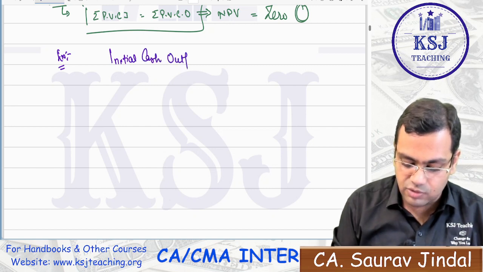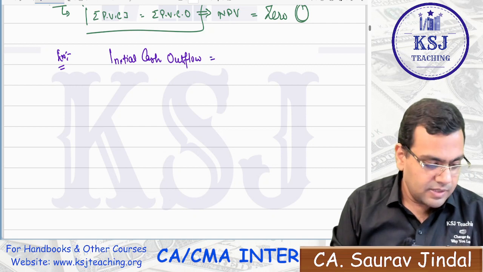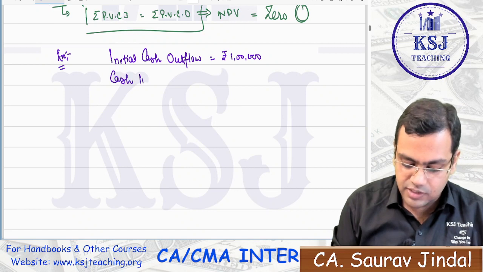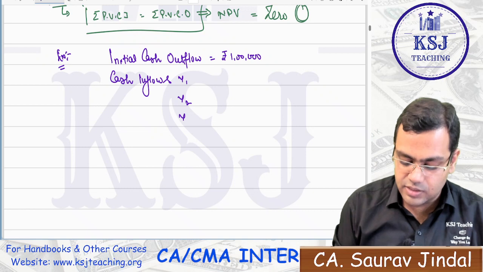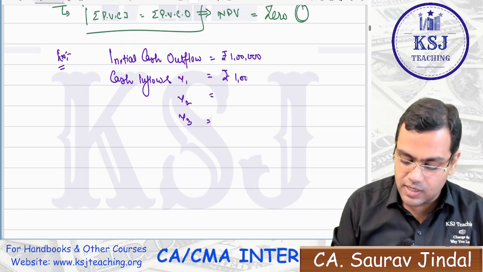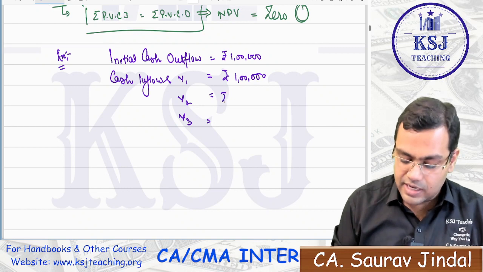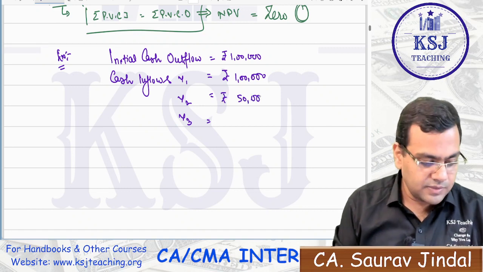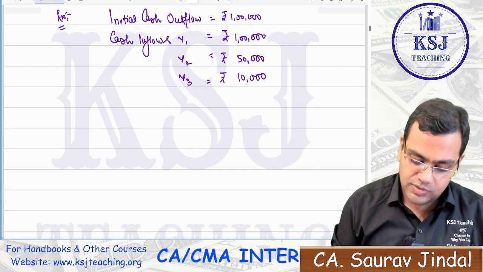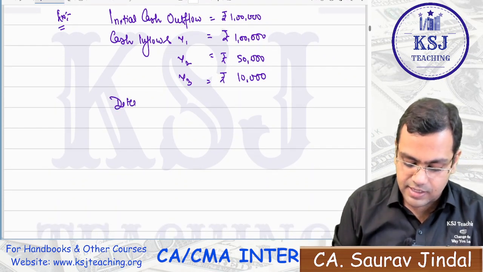The initial cash outflow is rupees 1 lakh. Cash inflows are given to you for year 1, year 2, and year 3. What are the cash inflows? That is 1 lakh rupees. Another cash inflow is 50,000. The next cash inflow is 10,000. I say determine the IRR.